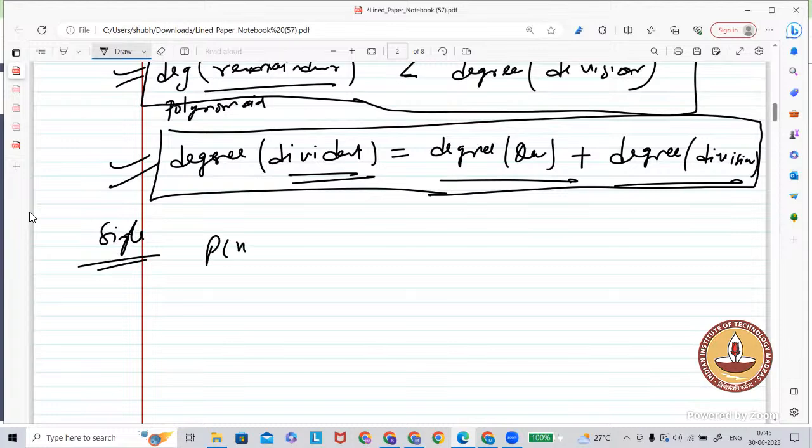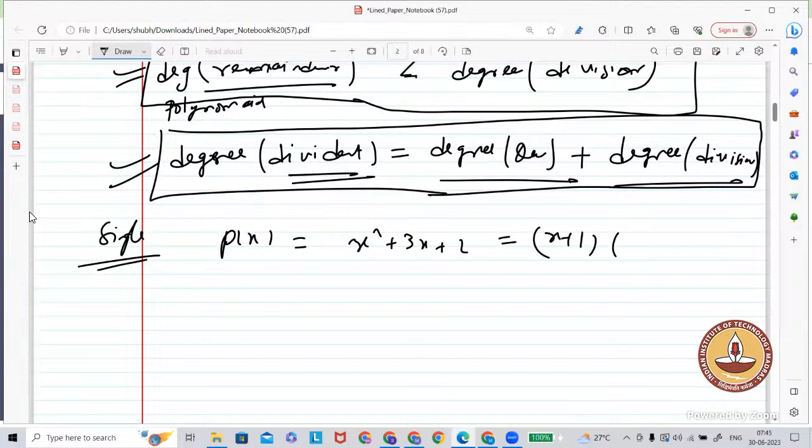Like you can write p(x) equal to, as we got above, x square plus 3x plus 2, which is (x plus 1) and (x plus 2). In a single polynomial we are doing multiplication, but for division we get something separate. That's the definition actually. Addition and subtraction are also the same thing.